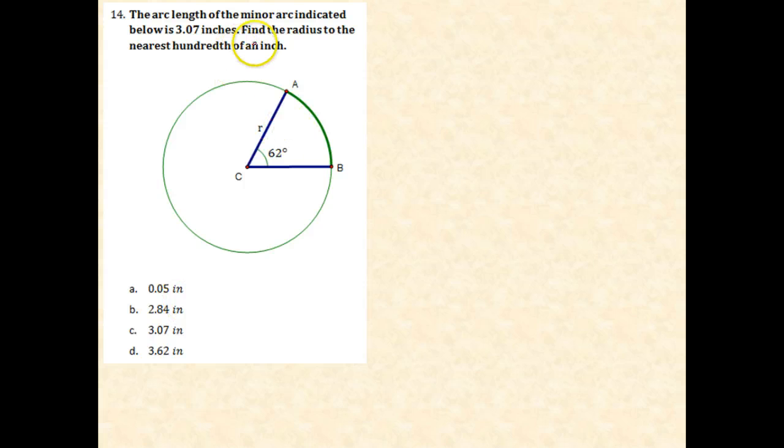The arc length of the minor arc indicated below is 3.07 inches. Find the radius to the nearest hundredth of an inch. Well, this one we can use the circumference idea. We can say that 2 pi r times 62 over 360 equals the arc length, 3.07.